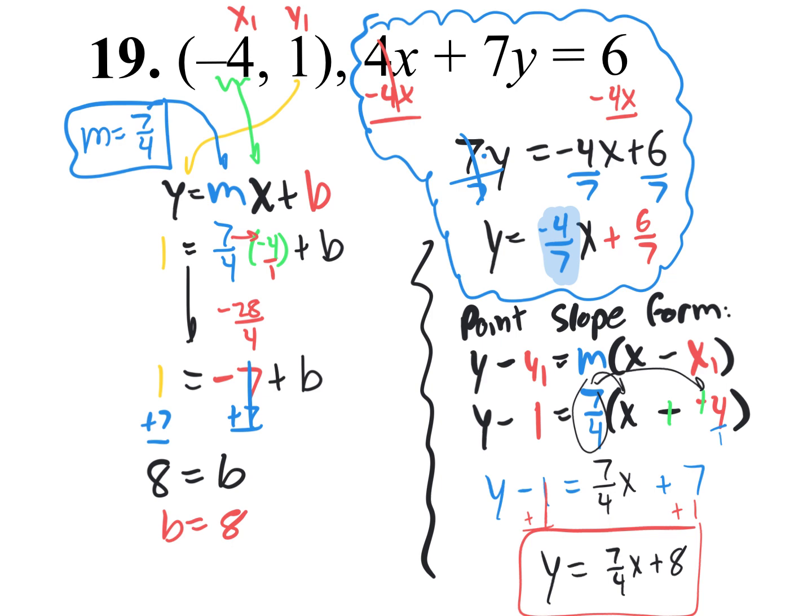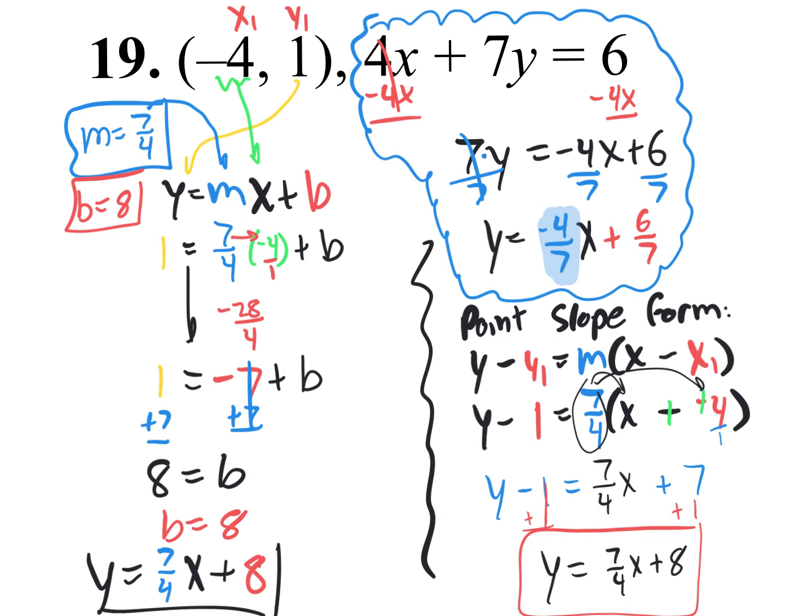B equals 8. Now that you know that b equals 8, and you have the m and you have the b, you're able to write it in y equals mx plus b, which is obviously the same exact answer as we got over here.